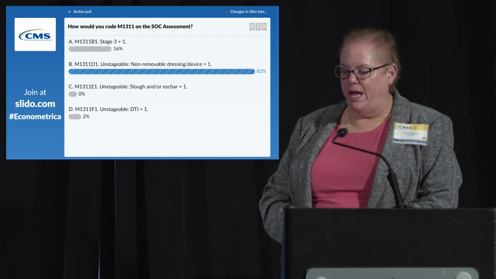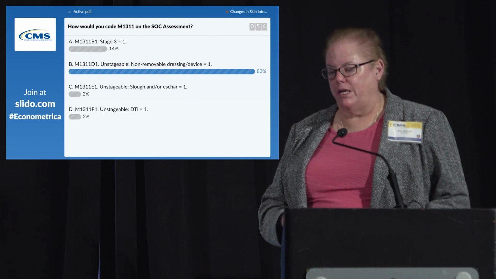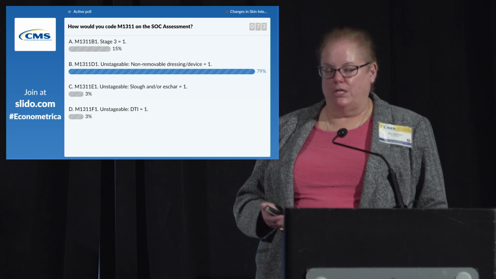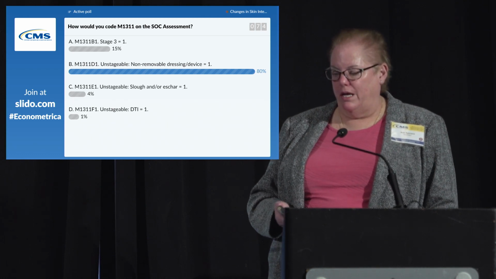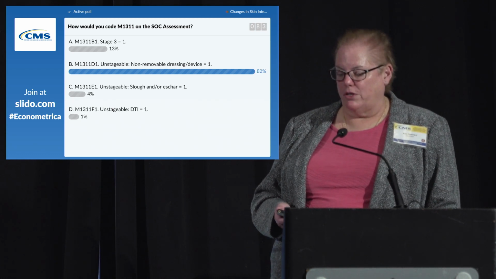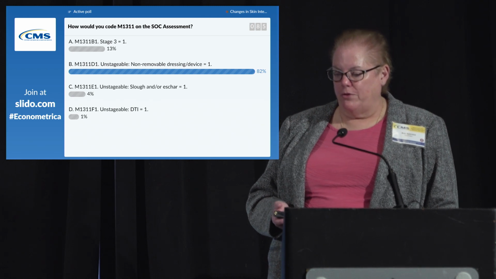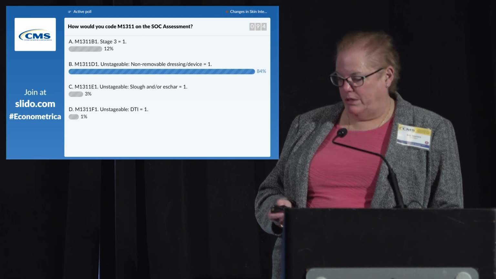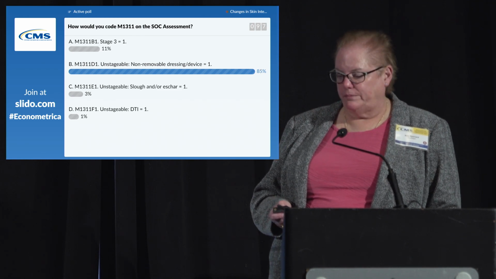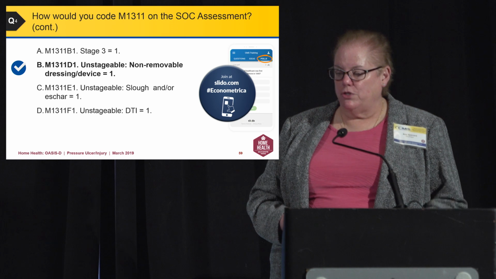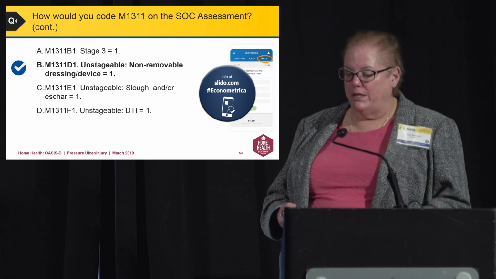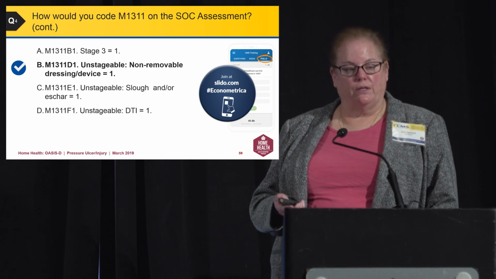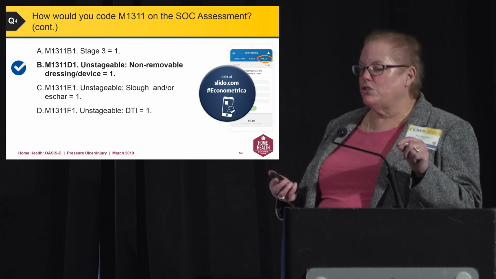Okay, so we have about 16% of the people saying it's a stage 3. We have 80% saying it is unstageable, non-removable dressing. And we have unstageable due to slough or eschar, about 4%. We have about 13% now on stage 3. Let's look at the answer. So how would you code M1311 here? It is, in fact, unstageable, non-removable dressing. Some people got confused with that stage 3, right?